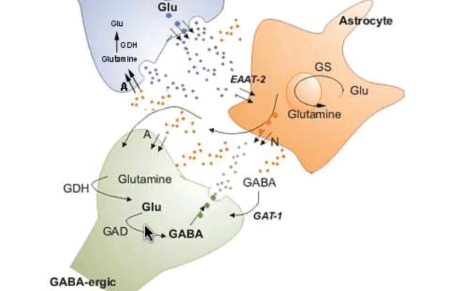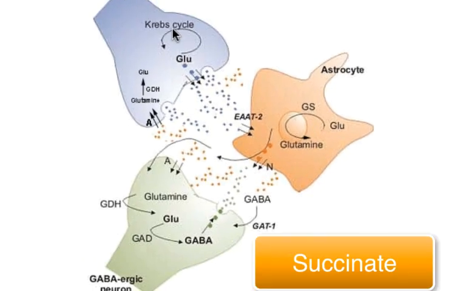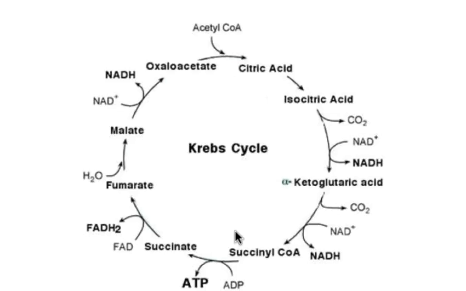GABA can come back inside the neuron through the GABA transporter 1, and inside the cell can be recycled or can be broken down by an enzyme called GABA transaminase. When GABA is broken down by GABA transaminase, it's going to change to succinate. Do you remember succinate is also part of the Krebs cycle? Do you remember Krebs cycle? When you create your succinate, this succinate also can turn into alpha-ketoglutaric acid, and we said alpha-ketoglutaric acid can turn into glutamate thanks to glutamate dehydrogenase.